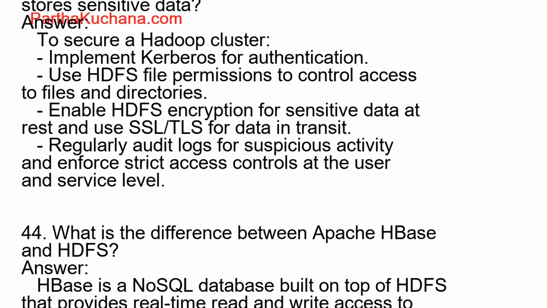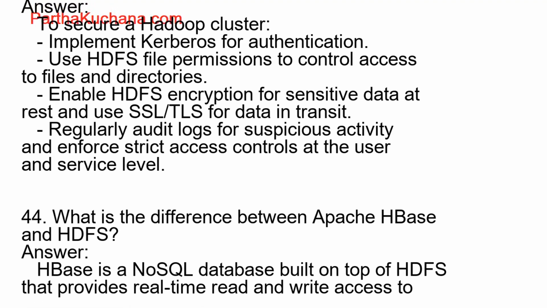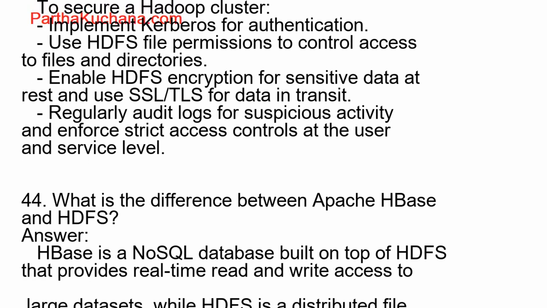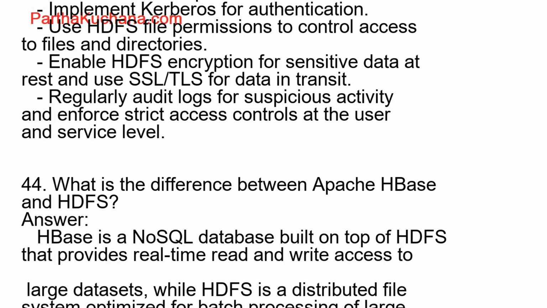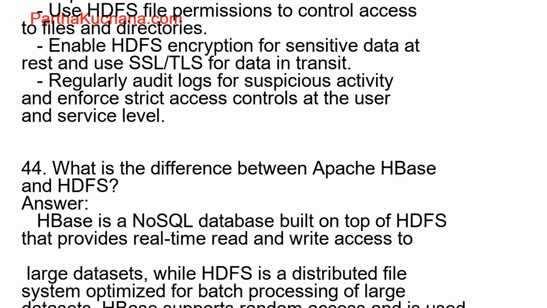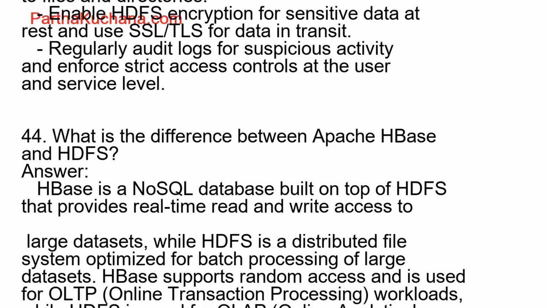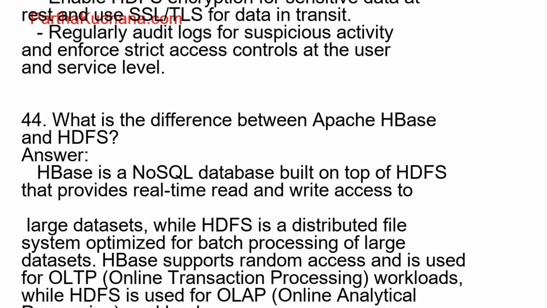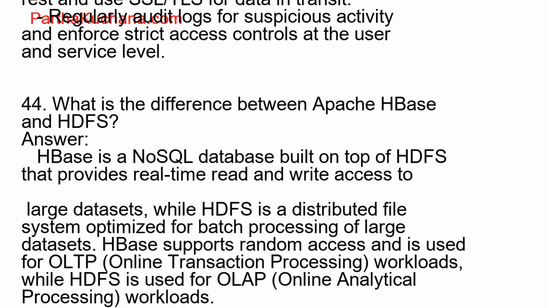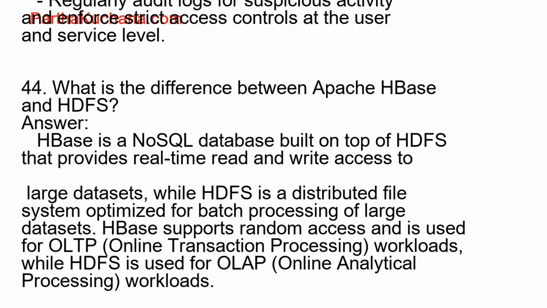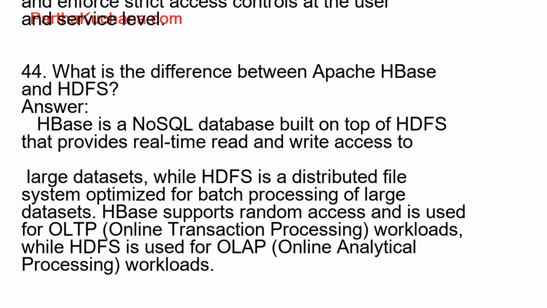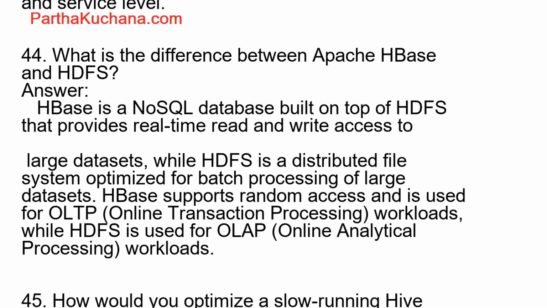46. What is speculative execution in Hadoop, and how does it improve performance? Answer. Speculative execution is a feature in Hadoop where duplicate tasks are launched for slow-running tasks to avoid bottlenecks. The first task to finish is accepted, and the other is killed. This improves overall job performance by ensuring that slow or straggling tasks do not delay the entire job.